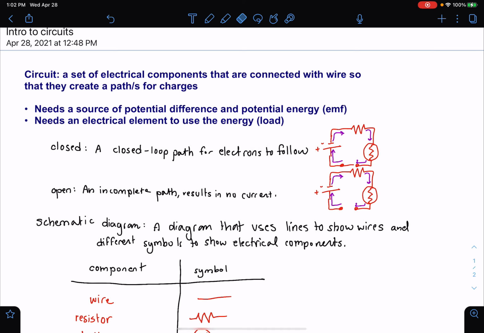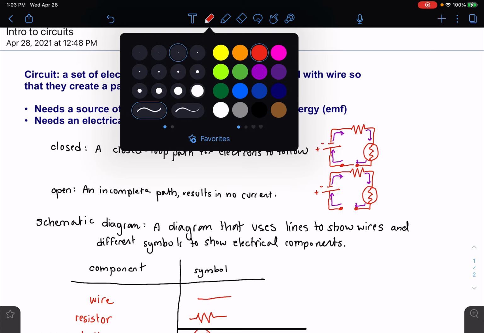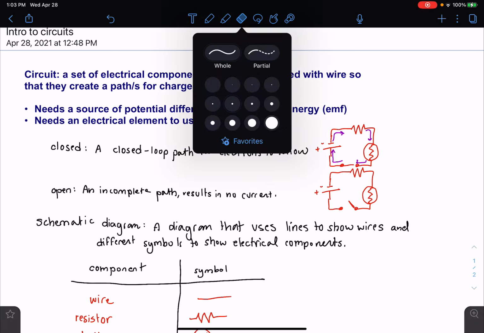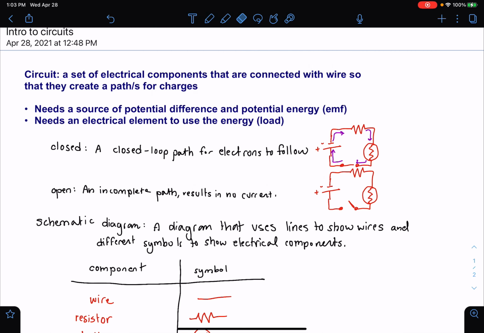Okay, so if I open this switch here, now there's going to be no way for electricity to flow because there is no closed path. In order for electricity to flow, all of the electrical components need to be connected to both sides of the battery, not just one side of the battery.